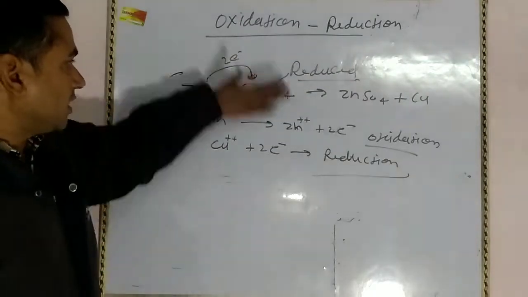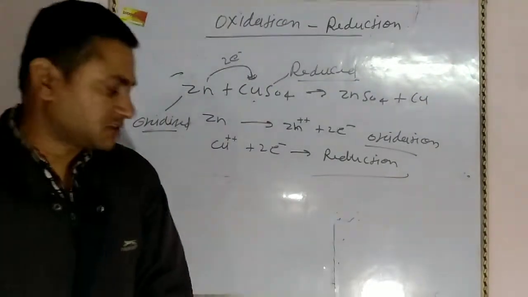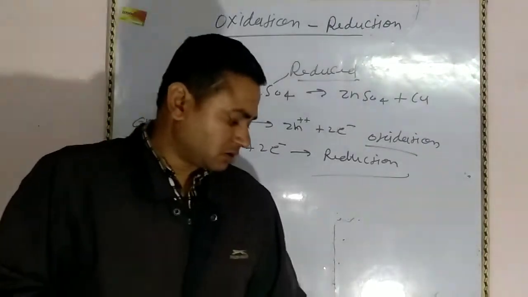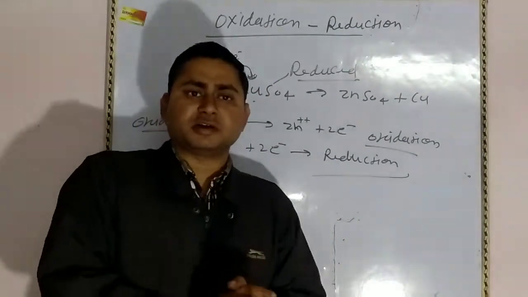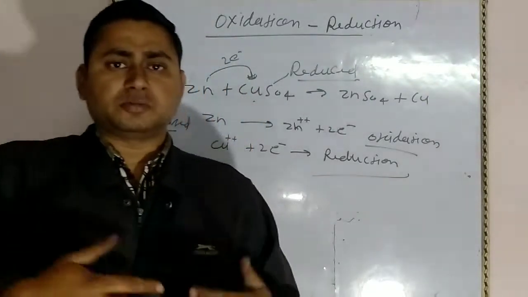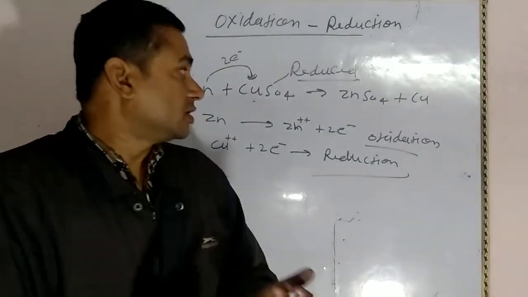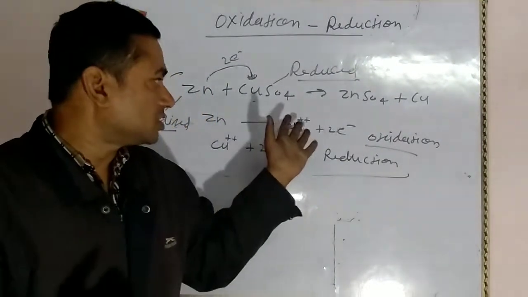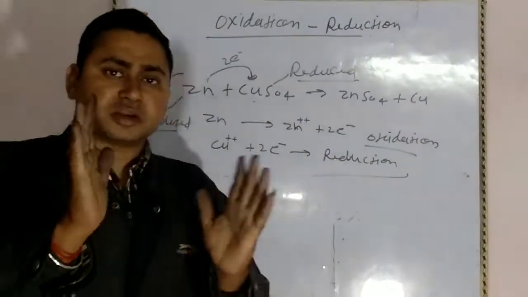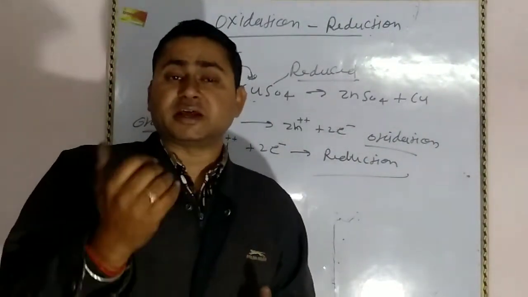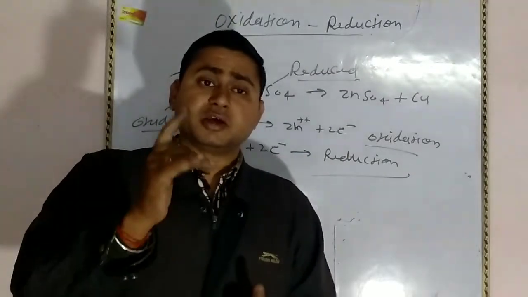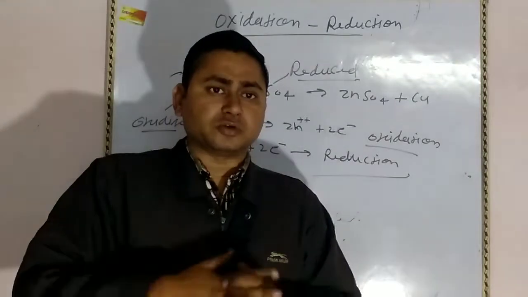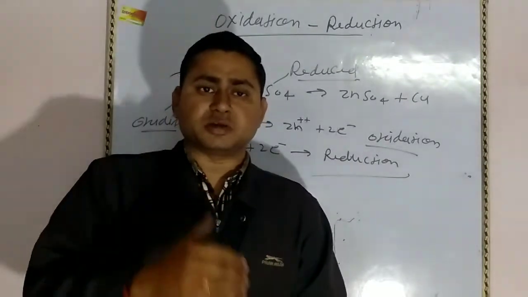So this is enough for oxidation and reduction. I hope you have understood different aspects of oxidation and reduction, and how to identify oxidation and reduction in one reaction, and how to identify the oxidizing agent and reducing agent in one reaction. So this is all for your standard, for your examination purpose.